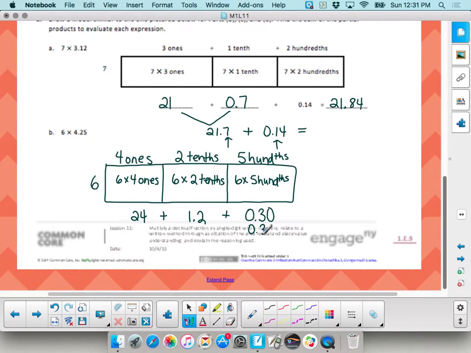Now we add these together. So I'm going to add 24 and 1 and 2 tenths. So here I'm adding in my ones place. So it's 25 and 2 tenths plus 3 tenths. And the answer is 25 and 5 tenths, because we were adding in the tenths place.